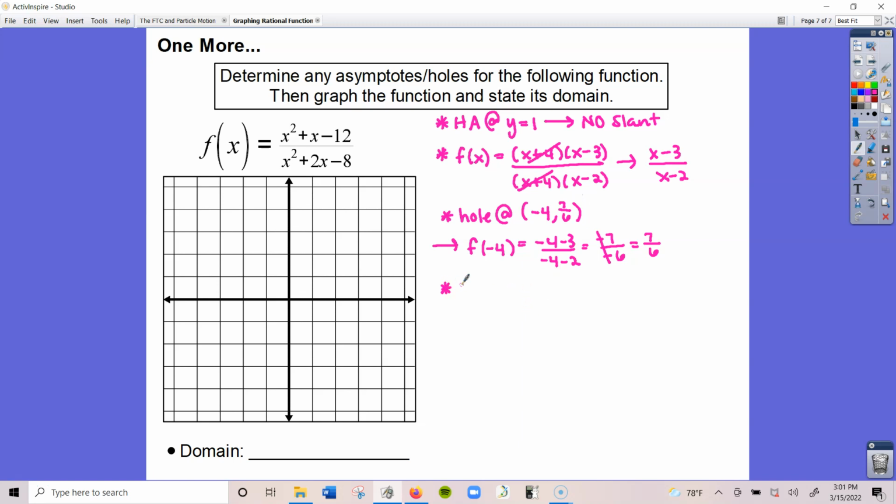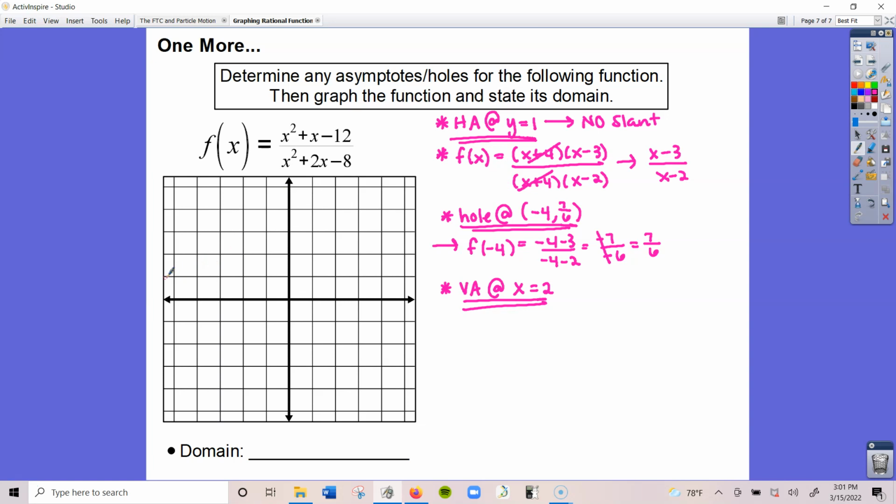We also have a vertical asymptote, since we still have a factor left over in the denominator. So that means that I have a vertical asymptote when that denominator is 0, which is at x is equal to 2. So I'm going to go ahead and put everything that I've gotten so far into my graph.